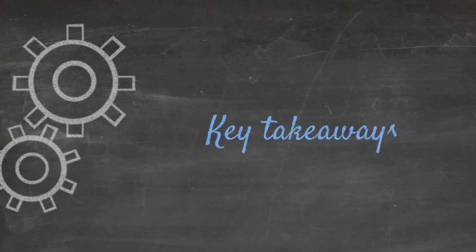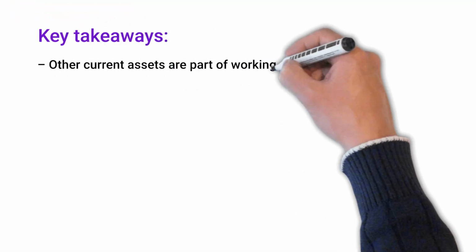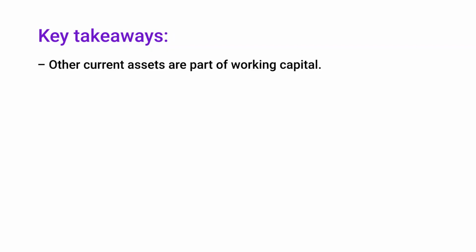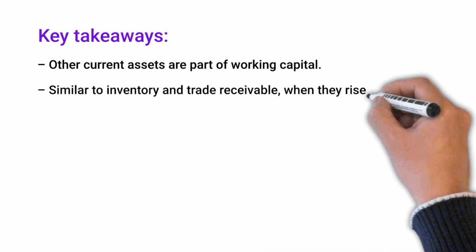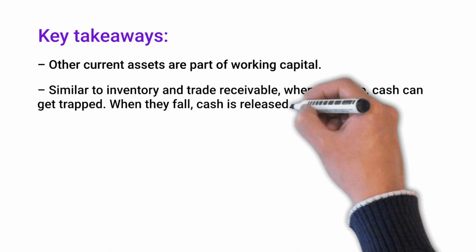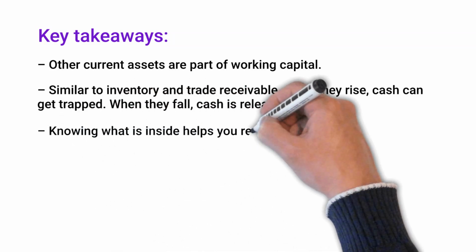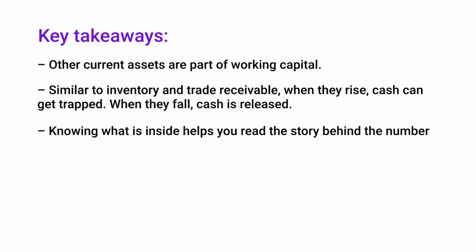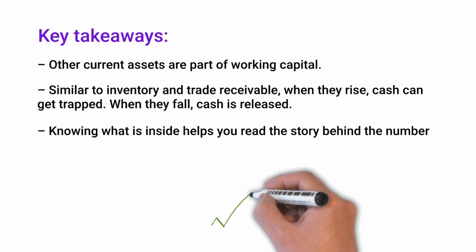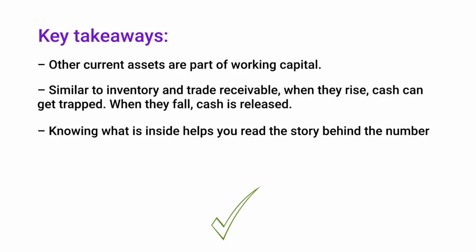Let's summarize the lesson. Other current assets are part of working capital. Similar to inventory and trade receivables, when they rise, cash can get trapped. When they fall, cash is released. Knowing what is inside helps you read the story behind the number: timing of prepayments, tax positions, advances, contract assets, and small financial assets. That is the other current assets in plain language.